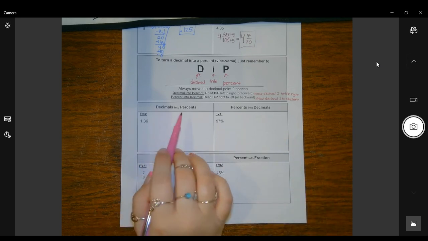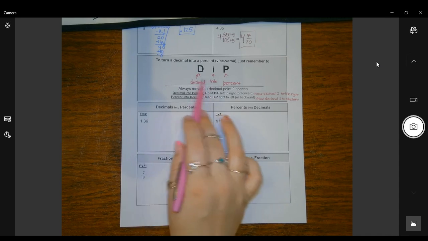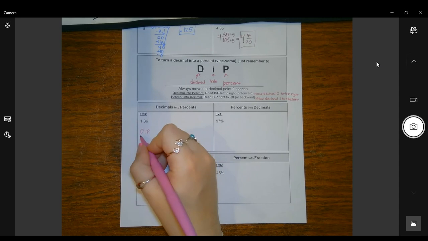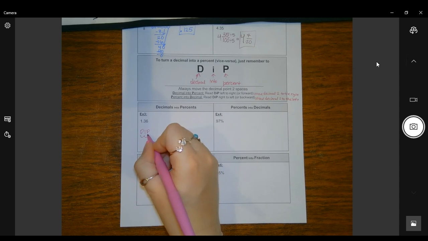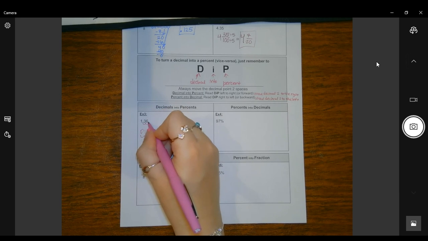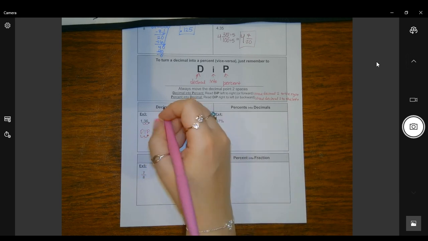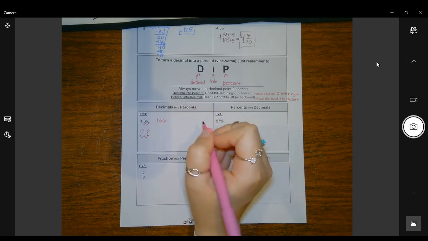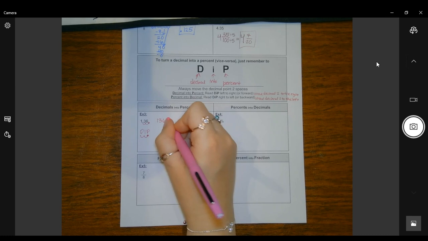Okay, I'm going from a decimal to a percent, so that will help me with the little dip right here. Okay, and I'm starting as a decimal, and I want to change it to a percent, which means I'm going this way. So 2 to the right. So take the decimal and move it 1, 2 to the right. And where did you end up? You ended up with it as 136. Okay, and now it's in a percent.